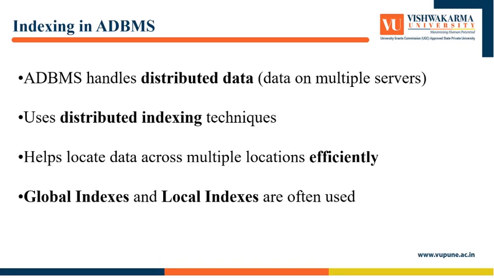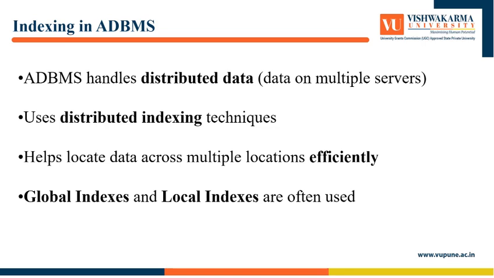So now comes the ADBMS part. ADBMS usually deals with distributed databases, which means data is stored in multiple servers or locations. So indexing in ADBMS needs to be smart. It uses distributed indexing, with global indexes used across the system and local indexes used on individual servers. The main goal is to reduce search time even if data is stored in different cities or servers.